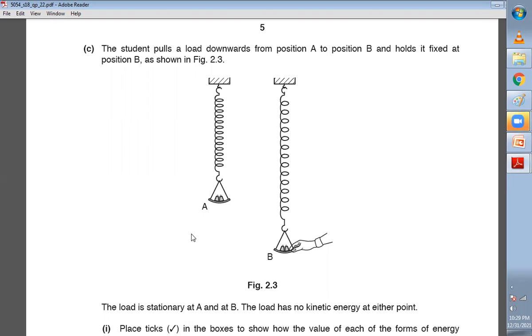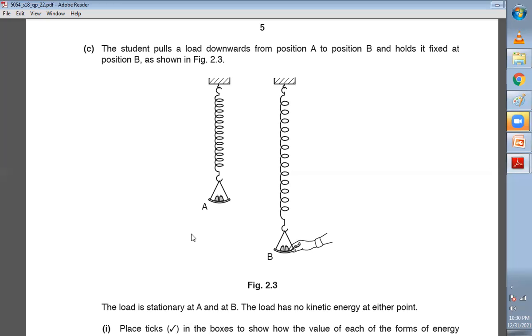But the spring has been stretched. And when you stretch the spring, you have to do work. You have to pull it down. The spring has a restoring force, and when you pull it downward, you have to do work against that restoring force. So that work is stored in the spring. The elastic potential energy of the spring has increased because you have stretched the spring. So the work the student has done to pull it down, to stretch the spring, has been stored in the spring.